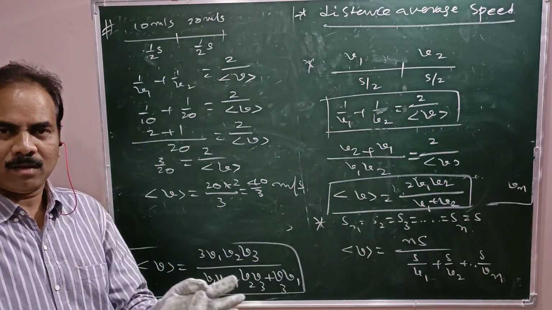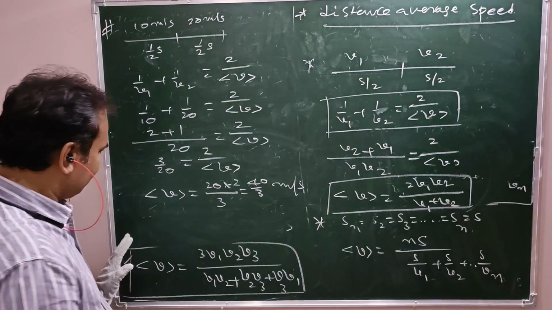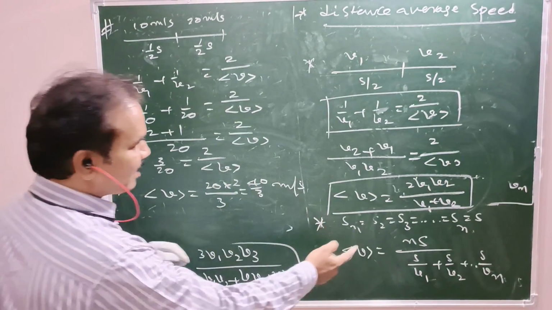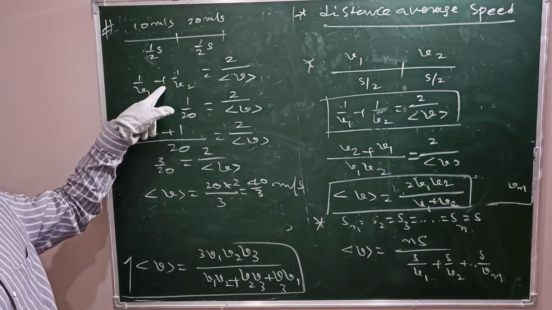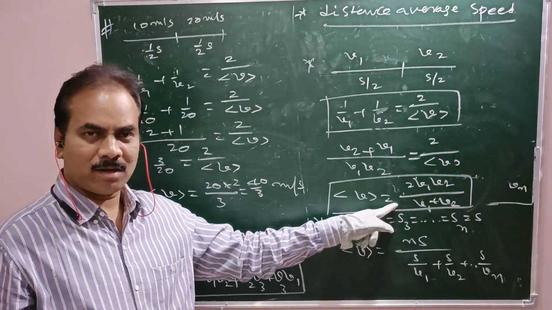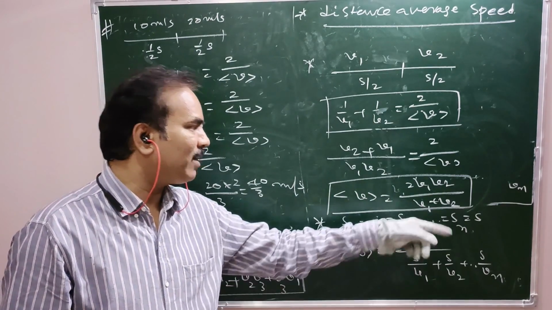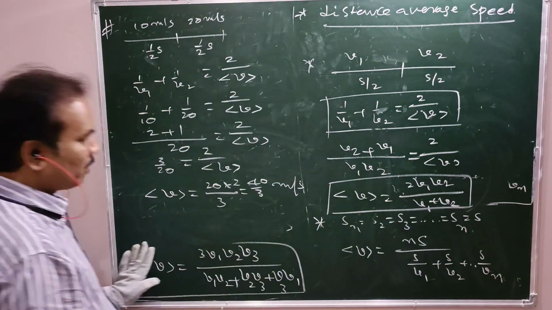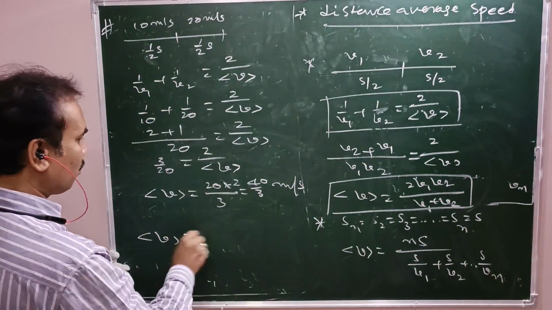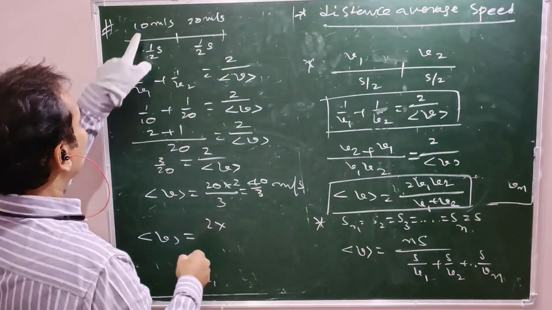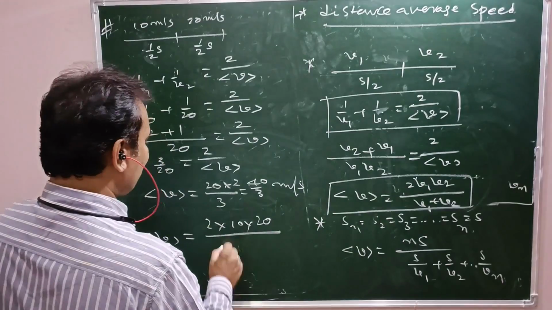Okay, now coming to another numerical. Otherwise, you can take the formula 2V1 V2 by V1 plus V2. Instead of this expression, you can take the direct expression in case of two successive equal distances, 2V1 V2 by V1 plus V2. In that formula also we get the same result. Average speed equal to 2 into V1, which is 10, into V2, which is 20, by V1 plus V2, that is 10 plus 20.